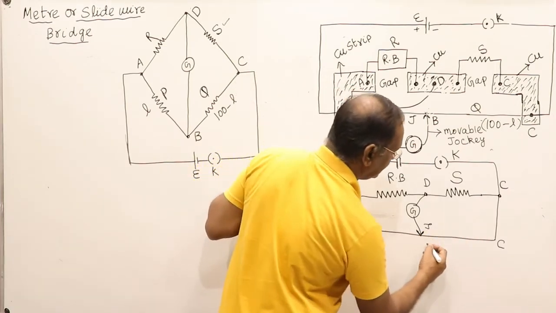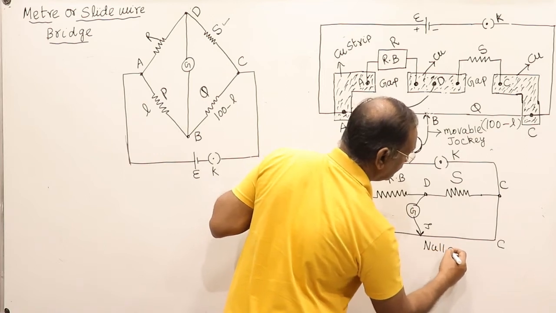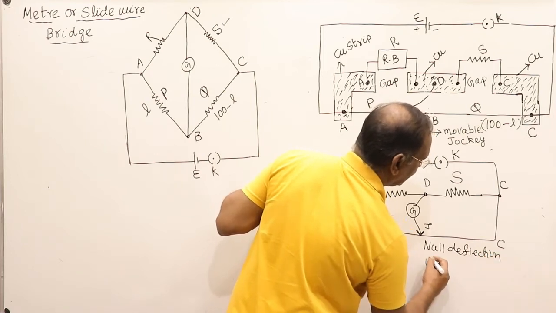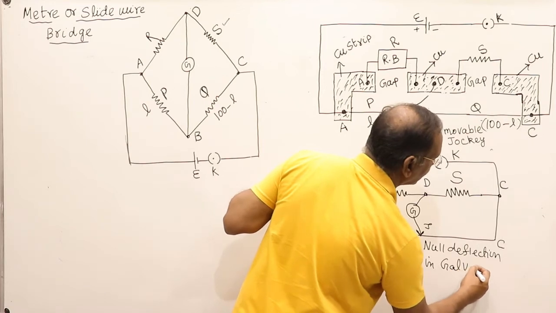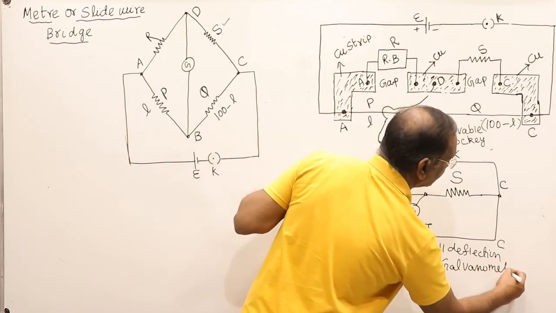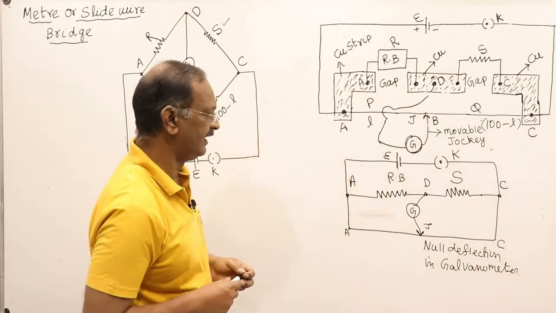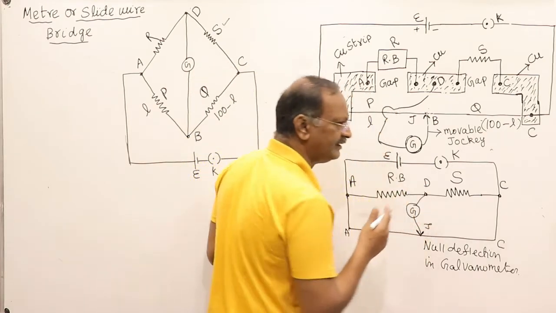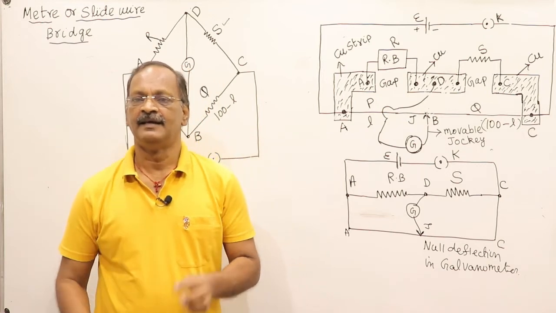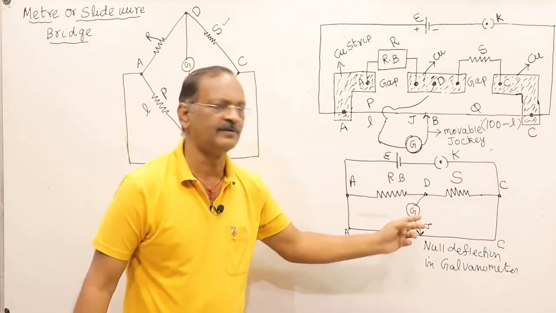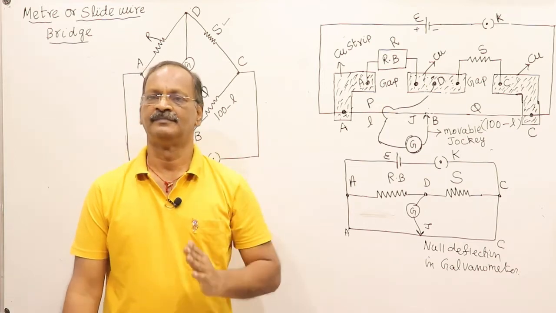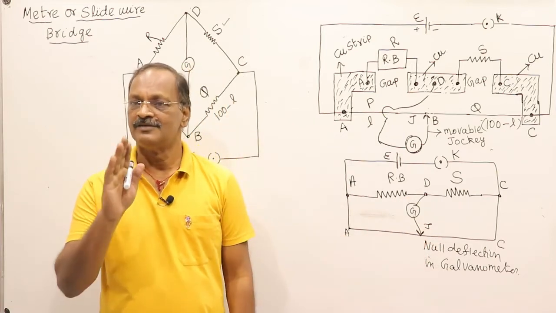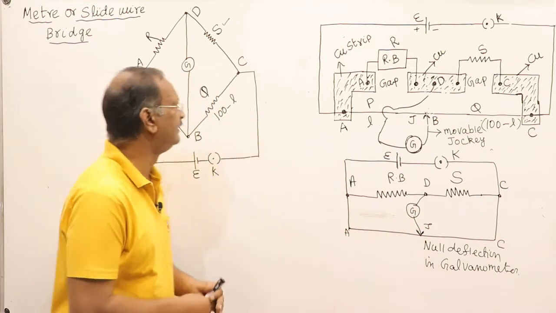till we get null deflection in the galvanometer. See, when there is null deflection in the galvanometer, what does it mean? It is in balanced condition. A galvanometer is a device in which a small current flows, and it will show deflection. It indicates the presence of current in the circuit. So when there is no deflection, it means there is no current from here to here.